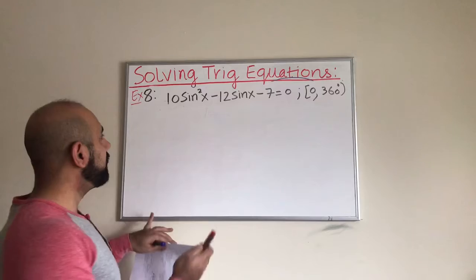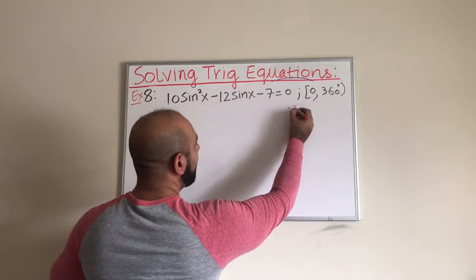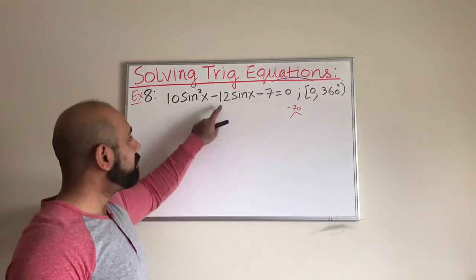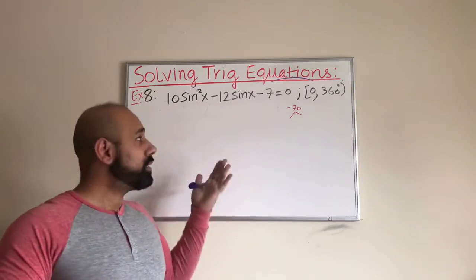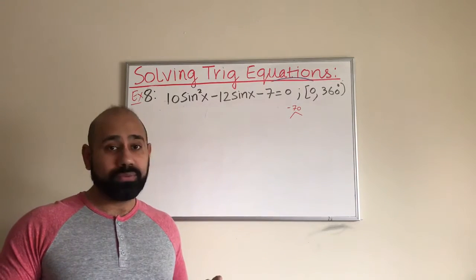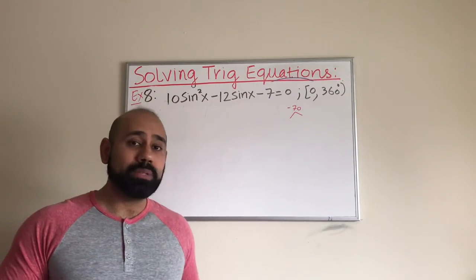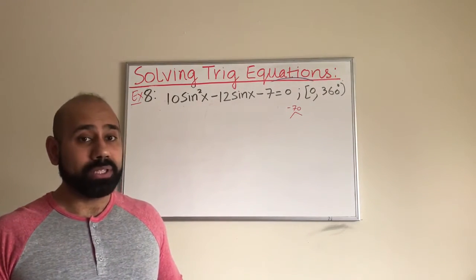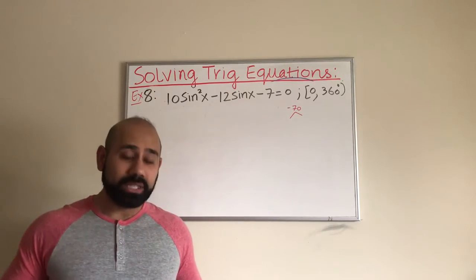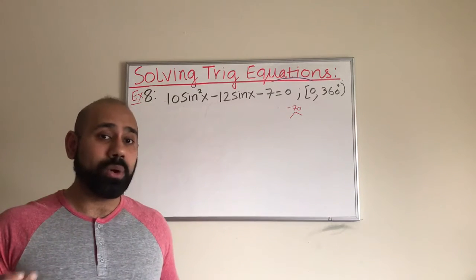Using the factoring method, we start by multiplying this 10 with this negative 7. We got a negative 70. Then we have to try to come up with two factors for negative 70 that add up to negative 12. I'm not going to write all those factors here, but if we try finding them, we are not going to be able to find two factors for negative 70 that add up to negative 12. That means we cannot really factor this polynomial on the left hand side. So if we cannot factor this quadratic polynomial, then one has to use a different method to solve for sine of x. In this case, we are going to use the quadratic formula.